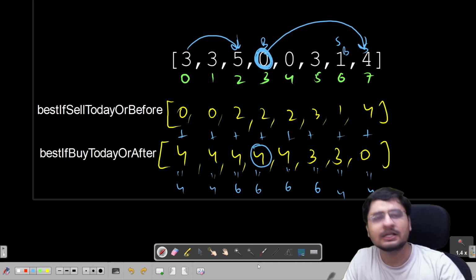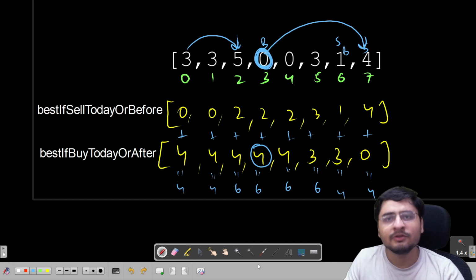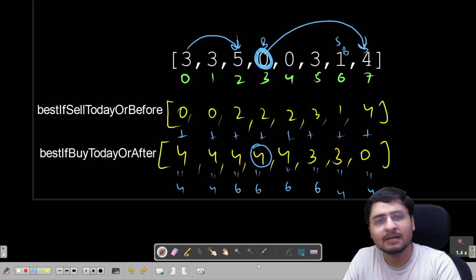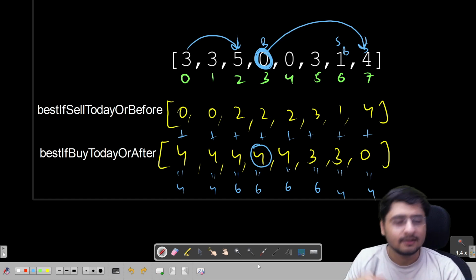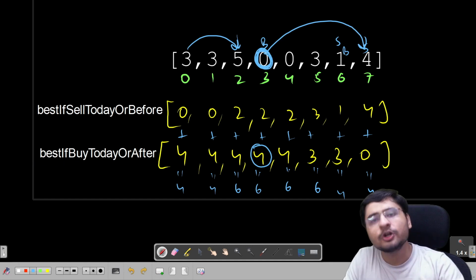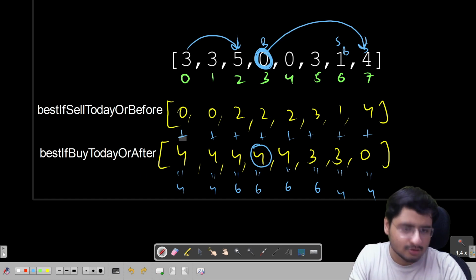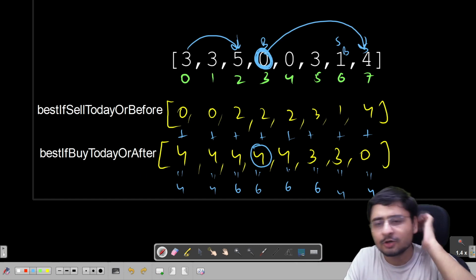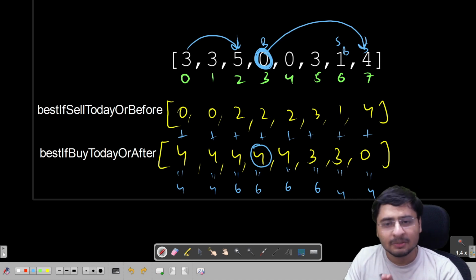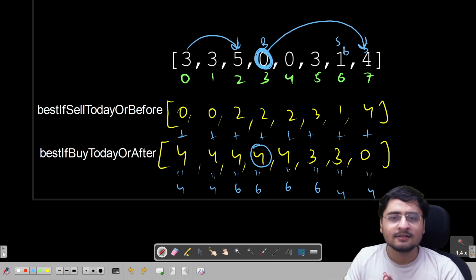First we say what is the best profit if we sell today. Then we make an array: what is the best if I sell today or before. Then we make an array called what is the best if I buy today, and then another array: what is the best if you buy today or after today. Then you'll compare both the before and after arrays. You can just sum and compare to find the maximum value, and that will be your answer. This way we are keeping both the transactions separate, and we are achieving the goal of at most two transactions.